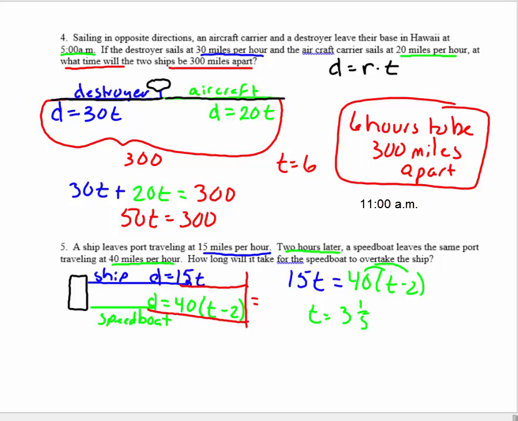The problem is that is not our final answer. If you notice, the t that I found went with the ship. The time that the ship went was 3 1/5 hours. However, we want to know how long will it take the speedboat to overtake the ship. Its time was t minus 2, so I need to subtract 2 from that, and I end up with 1 1/5. So it takes the speedboat 1 1/5 hours to overtake the ship. So make sure whatever variable you're using goes with what the question is asking.